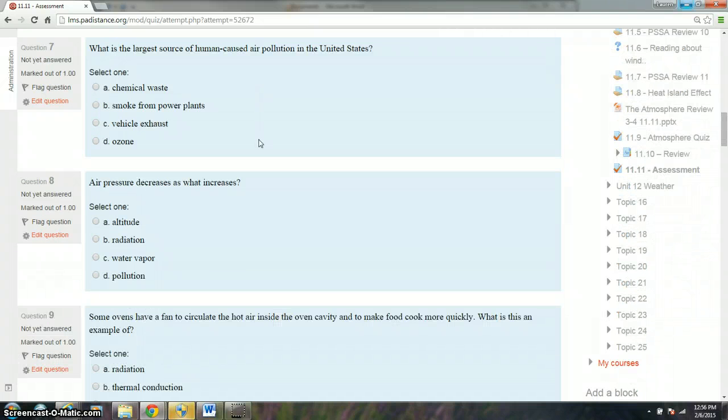Question 7. What is the largest source of human-caused air pollution in the United States? A. Chemical waste, B. Smoke from power plants, C. Vehicle exhaust, or D. Ozone.